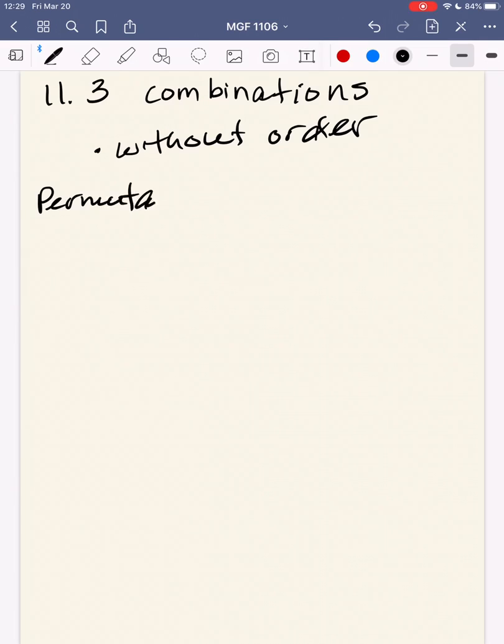All right, here in 11.3, we're going to talk about combinations. When we're talking about combinations, these are groups of items taken without regard to order. So we don't care what order they're in. With permutations, order matters. That's the big difference between permutations and combinations. So order matters.